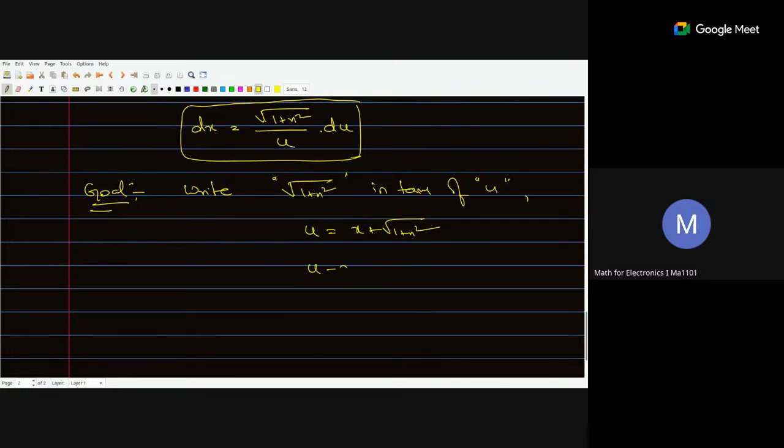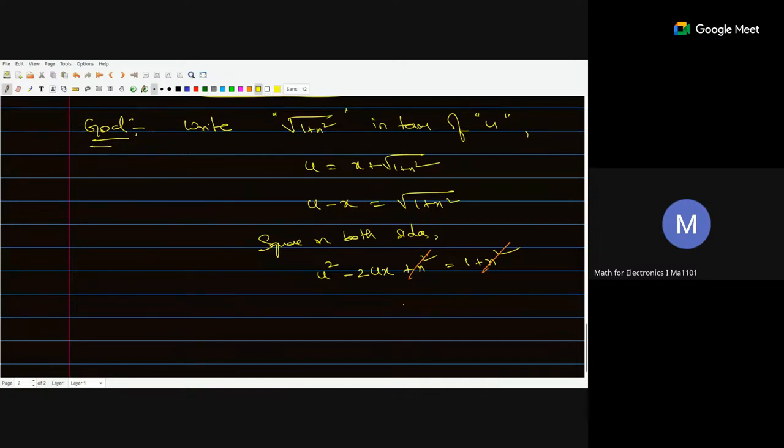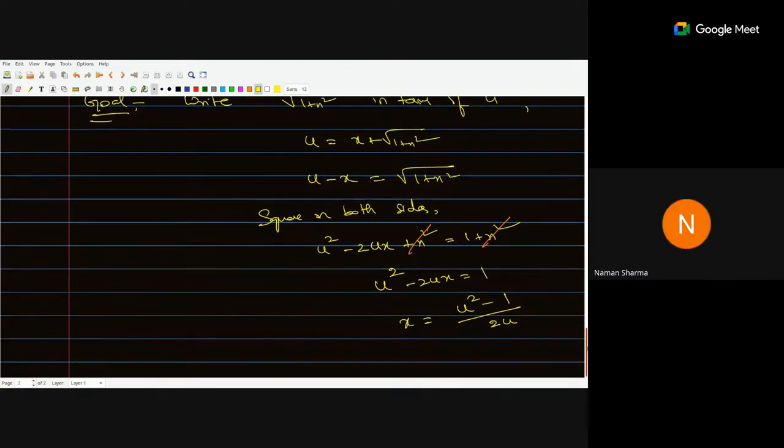Now from here you have to do a bit of computation. Bring x to the left hand side, you will have u minus x equals root 1 plus x square. Square on both sides. If you square on both sides, you will get u square minus 2ux plus x square is equal to 1 plus x square. Now this x square will get cancelled out. And you will get u square minus 2ux is equal to 1. So from here, x will be equal to u square minus 1 by 2u. Correct? Yes, sir. Correct.